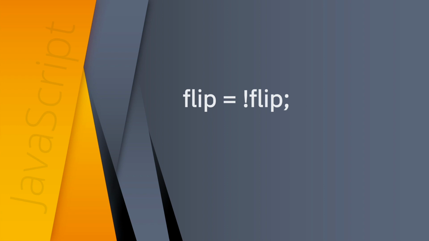The final line is this. This reads flip equals not flip. In other words, we're setting the variable to be the opposite of what it currently is. If we don't do this, the variable would be stuck at false all the time and the animation wouldn't work.